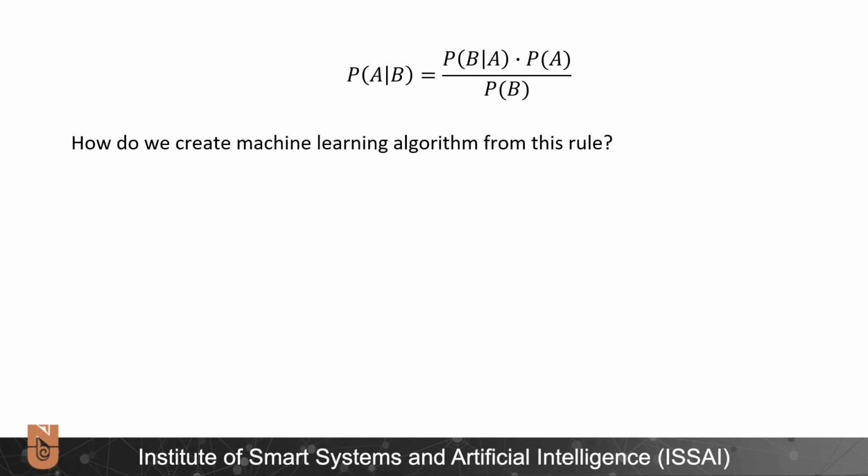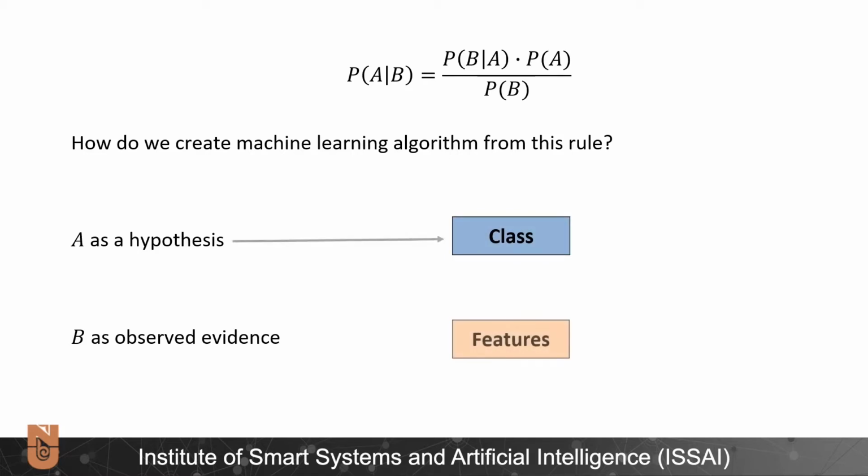How do we create a machine learning algorithm from this rule? Let's take A as a hypothesis and B as observed evidence, or in machine learning terms, A as a class and B as the features.